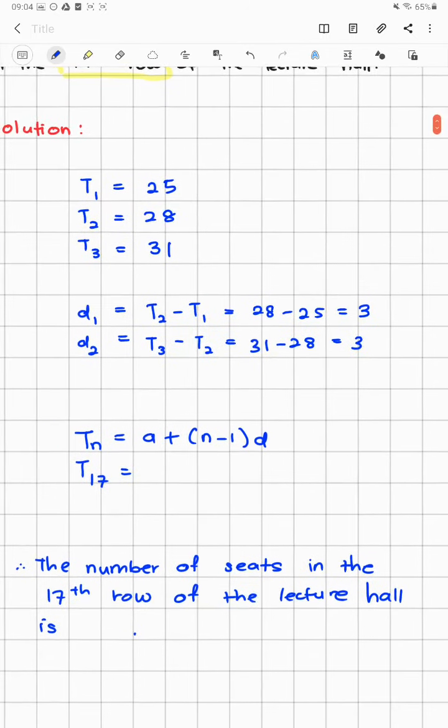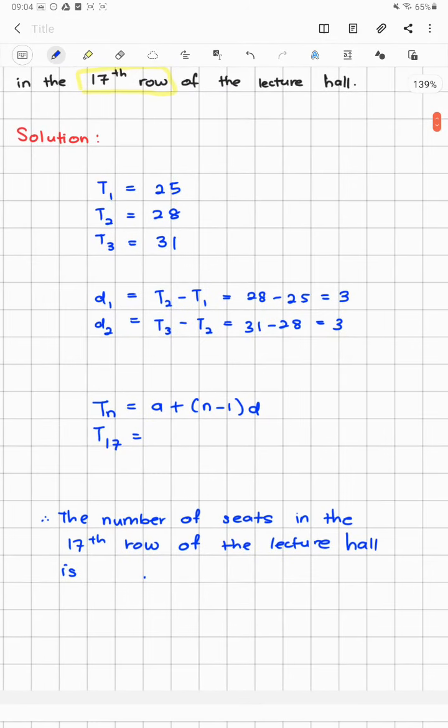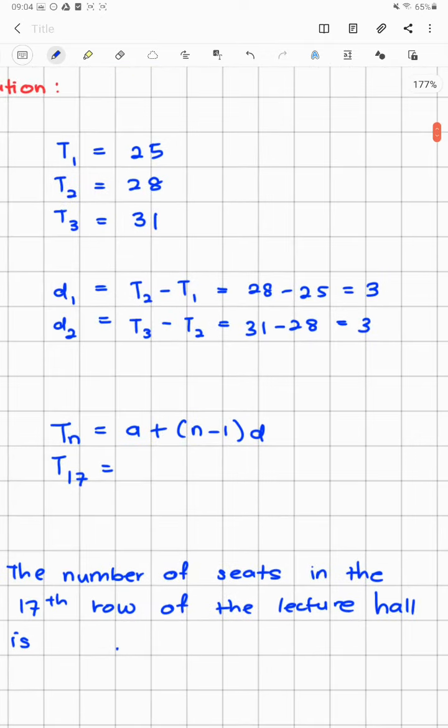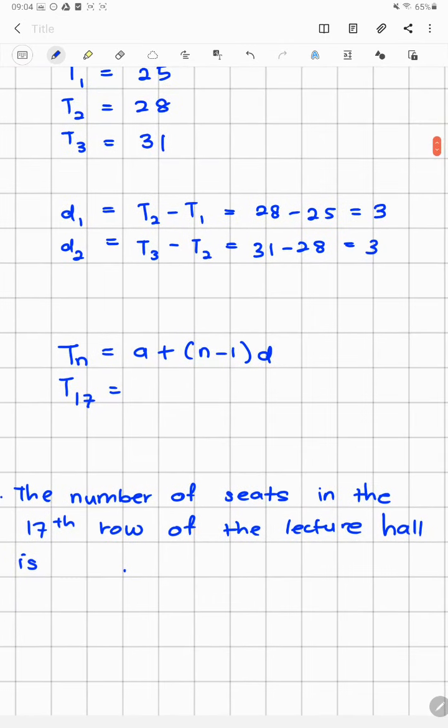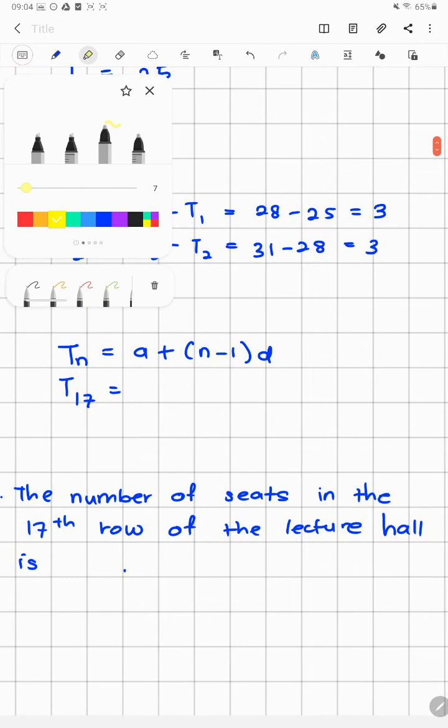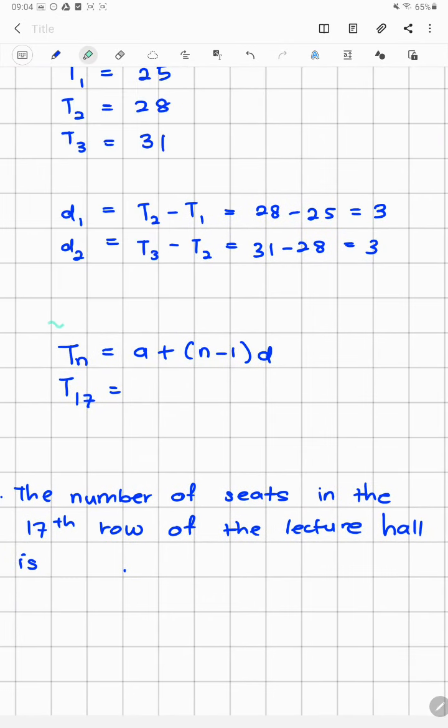Since it's an arithmetic sequence, we can now use the formula Tn equals A plus (n minus 1)D. Please remember this formula. For an arithmetic sequence, there is only one formula for Tn: Tn equals A plus (n minus 1)D.